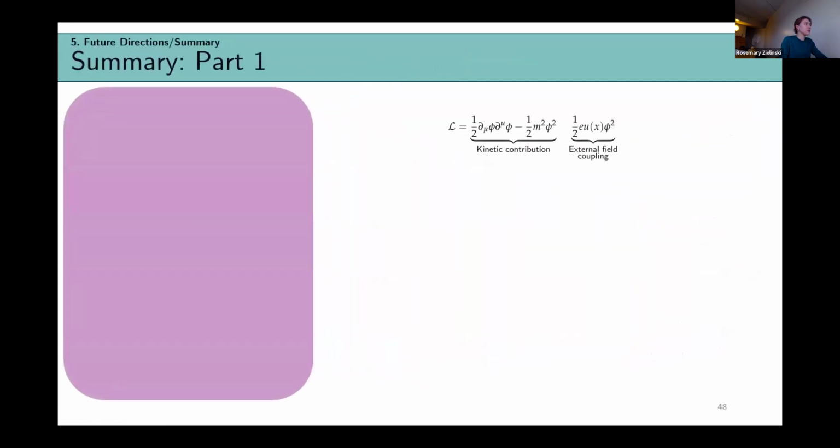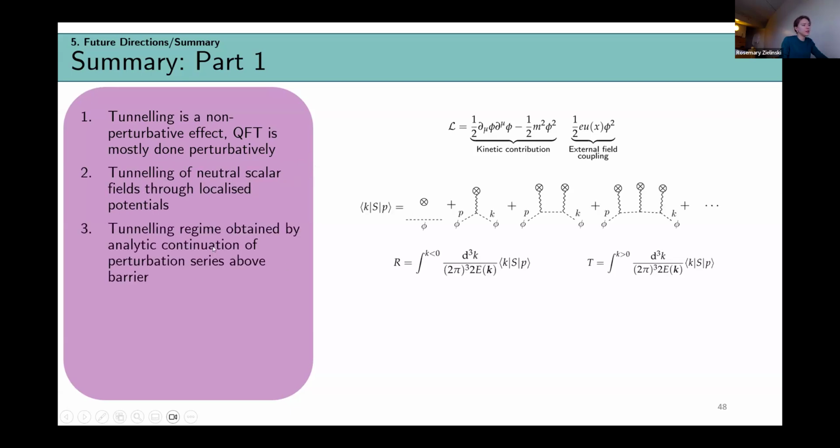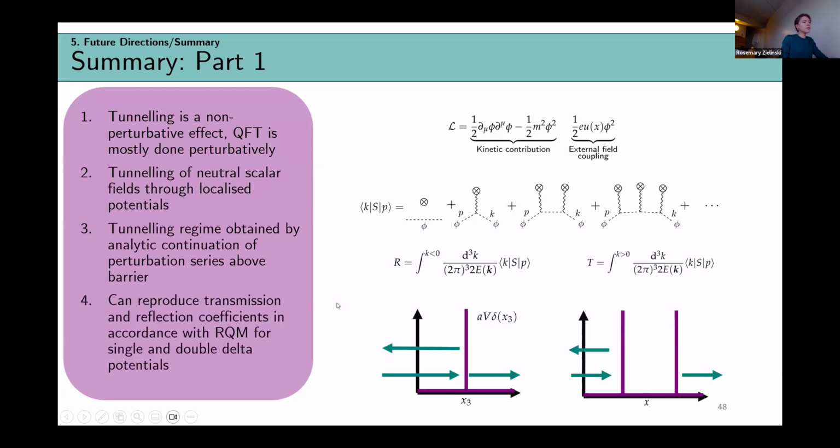So this just brings me to a quick summary of what we've just spoken about. The key takeaway is that tunneling is a non-perturbative effect, but QFT is mostly done perturbatively. So we need to find a way to reconcile these two problems. And so what we consider in this talk is the tunneling of a neutral scalar field through a localized potential. And the way we obtain the tunneling regime is via an analytic continuation of S-matrix elements, or these Feynman diagrams. And we find that when doing this, we can reproduce the transmission and reflection coefficients in accordance with relativistic quantum mechanics for some simple potentials.